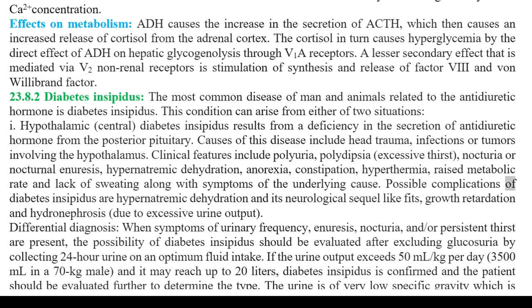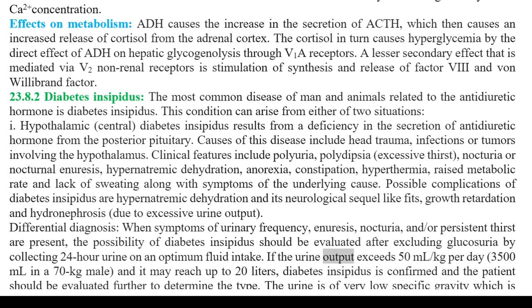Possible complications of diabetes insipidus are hypernatremic dehydration and its neurological sequelae like fits, growth retardation, and hydronephrosis, due to excessive urine output. Differential diagnosis. When symptoms of urinary frequency, enuresis, nocturia, and/or persistent thirst are present, the possibility of diabetes insipidus should be evaluated after excluding glucosuria by collecting 24-hour urine on an optimum fluid intake.